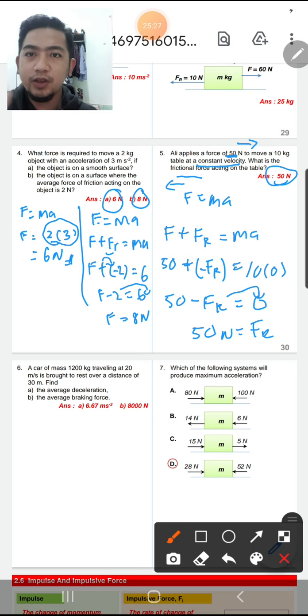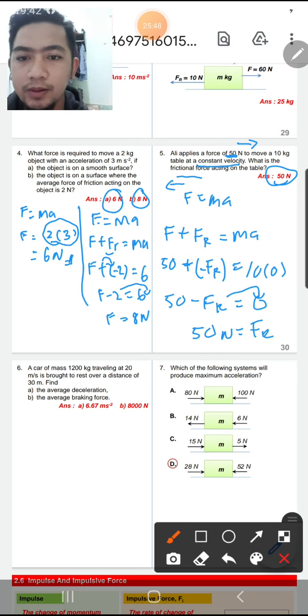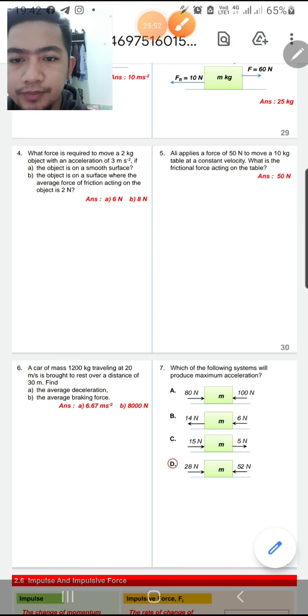So this is the concept question. Actually, this question is easy and simple, but when you don't understand the concept, the question becomes difficult. It's a short question, but if we don't understand the concept, we will get it wrong. Alright, the next example is question 6.